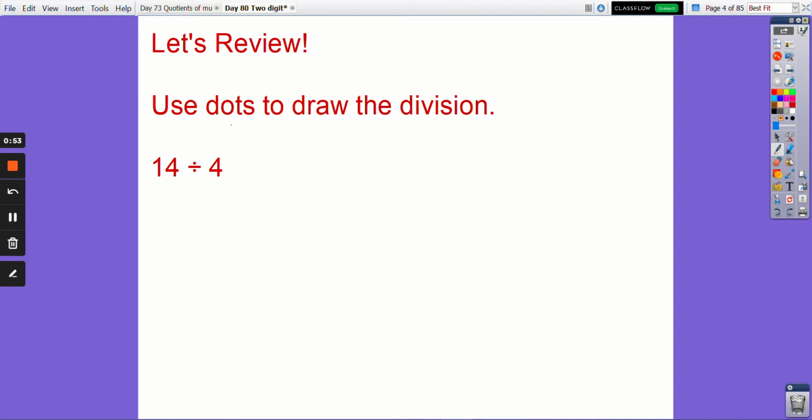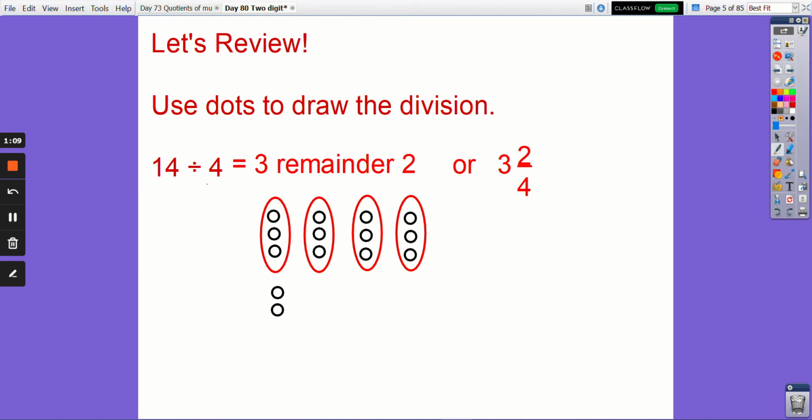Now if we had 14 dots and we were dividing them by 4, which means we're making 4 groups, ask yourself, first of all, is that going to be equal or is it going to have a remainder? So if you have 14 nuts, 1, 2, 3, 1, 2, 3, 1, 2, 3, 1, 2, 3. Well, 3 times 4 is 12, but we have 2 extra. So 2 becomes our remainder, or 2/4.